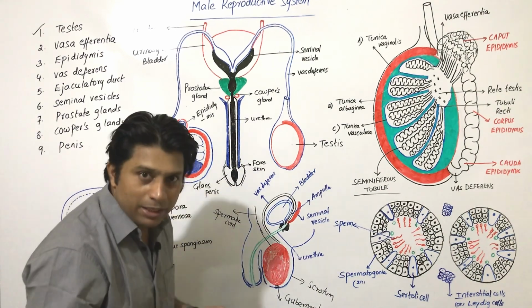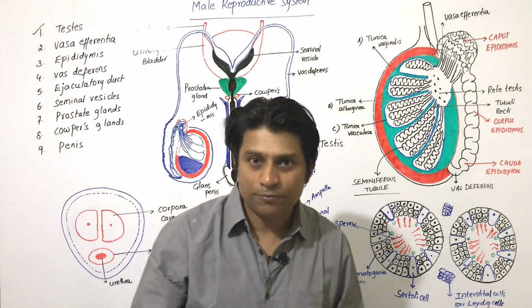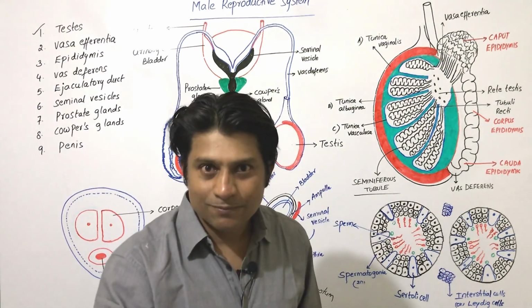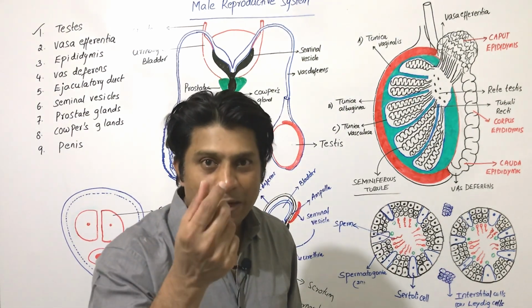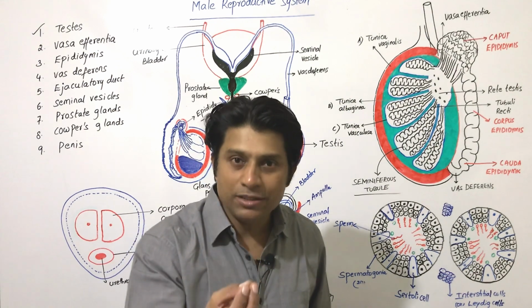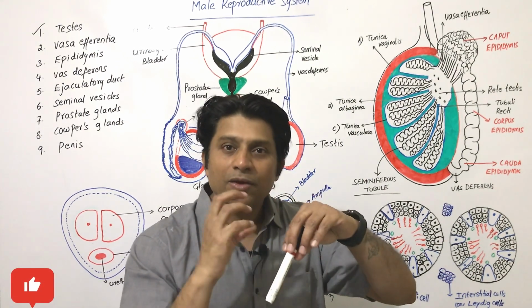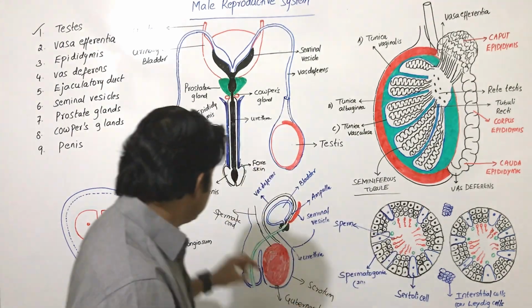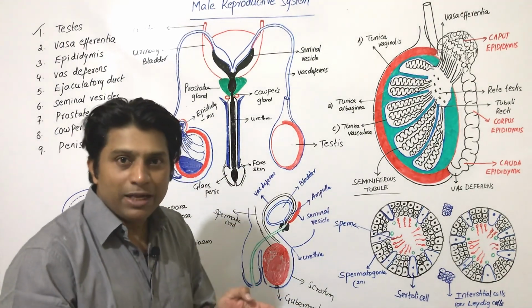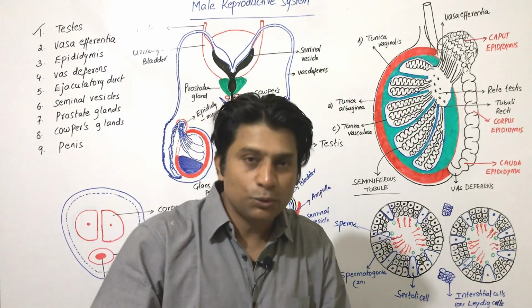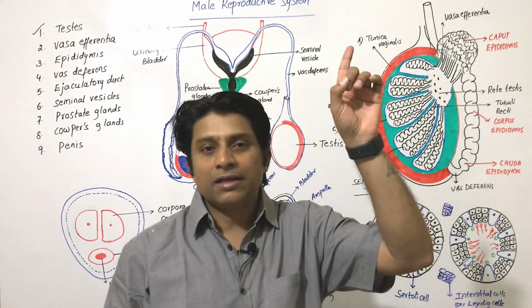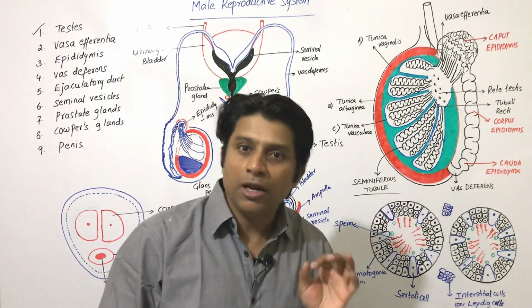The spermatic cord consists of the vas deferens, gonadal arteries, that is spermatic arteries, spermatic veins, nerves, and lymphatics, all enclosed in a connective tissue fold. This is what we call the spermatic cord. The spermatic cord also passes through the inguinal canals and gets connected to the abdominal wall.